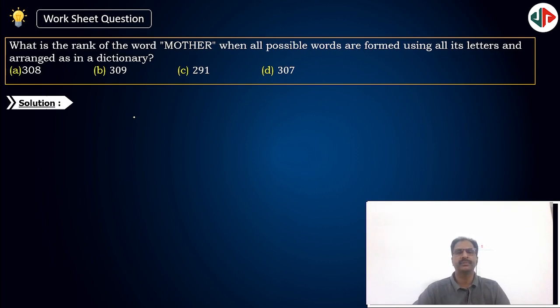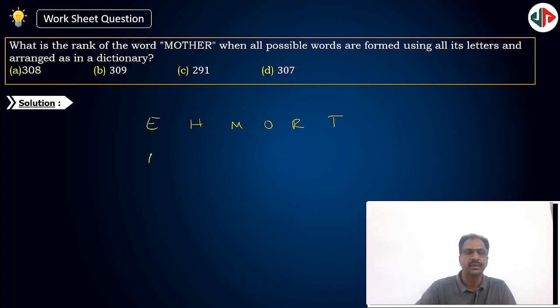Next, what is the rank of the word MOTHER when all possible words are formed using all its letters and arranged as in a dictionary? There is a shortcut method for finding the rank of a given word. That method is like this. First write the alphabetical order. What is the alphabetical order of the letters of the given word? First we get E, H, M, O, R, T. So altogether 6 letters. This is the alphabetical order of the letters.